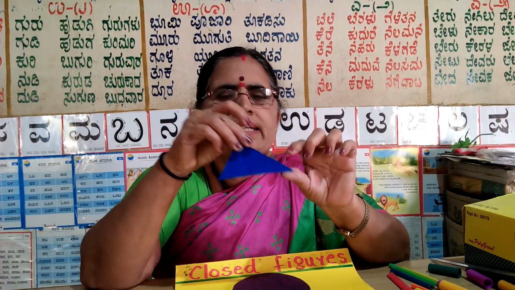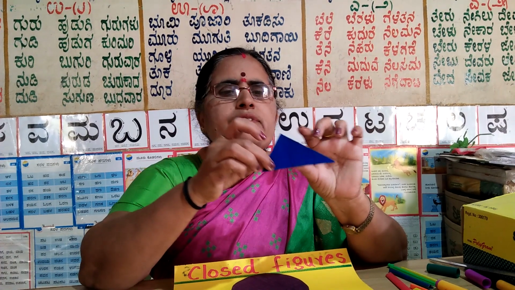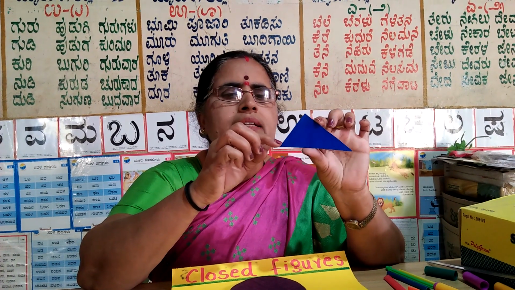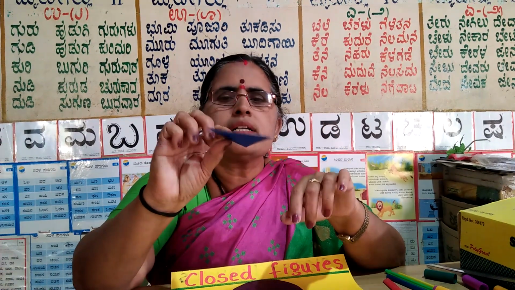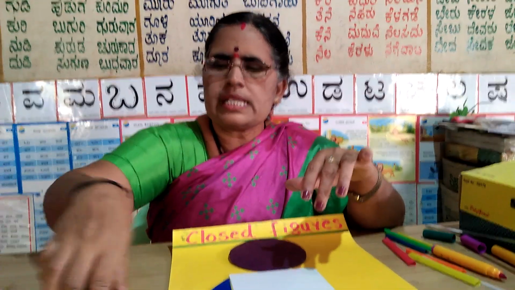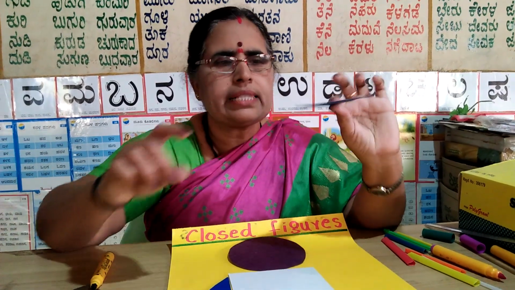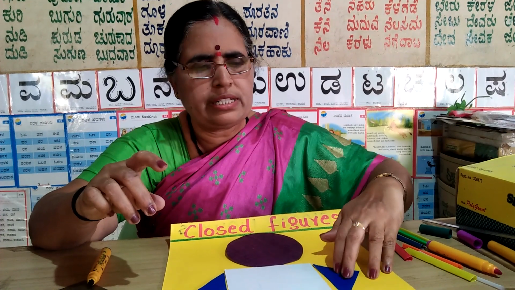This is a triangle. Again, if we start at one point, we come and end at the same point. So, this is called a closed figure. This is another triangle and this is also a closed figure.